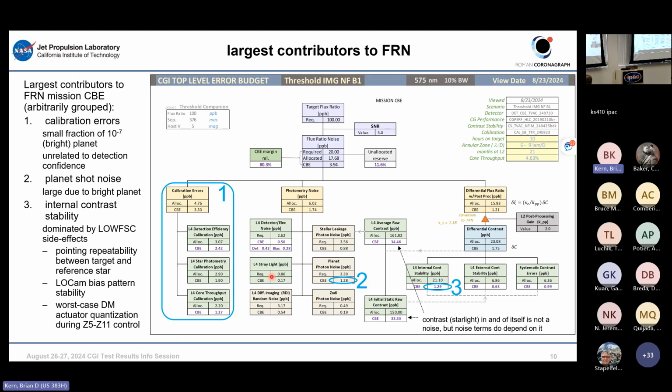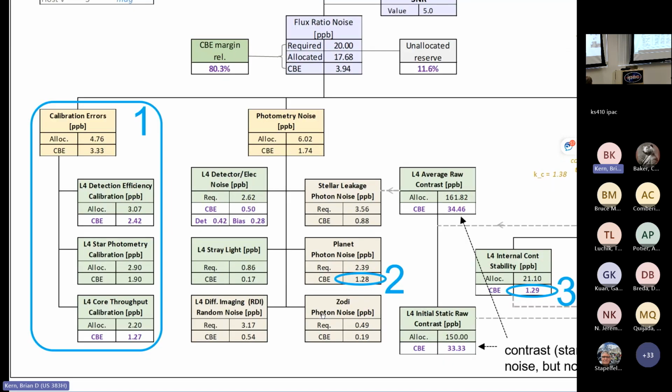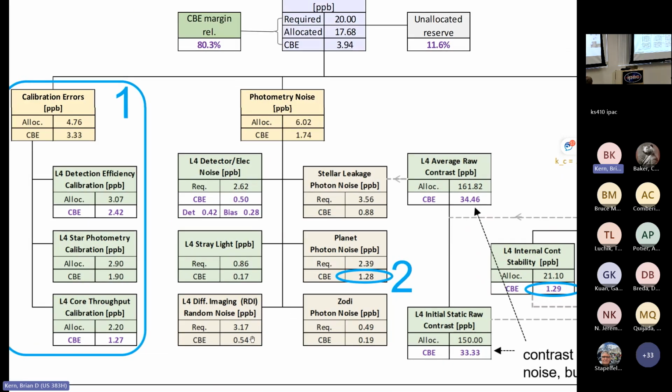The biggest term here in this branch, if I look at all the CVE numbers, zoom in a bit so that you can see the CVE numbers. The largest of the CVE numbers is the planet shot noise, because it was a bright planet. So if I ask for a fainter planet, this can easily become smaller than the starlight shot noise.